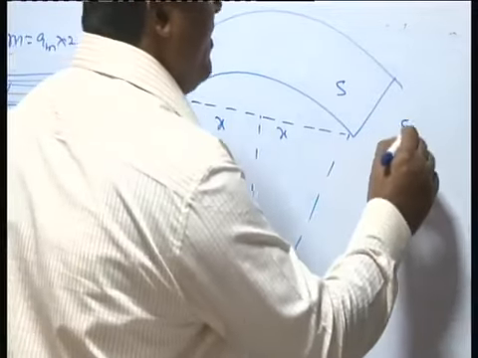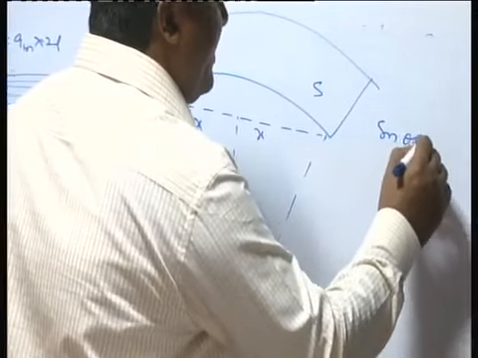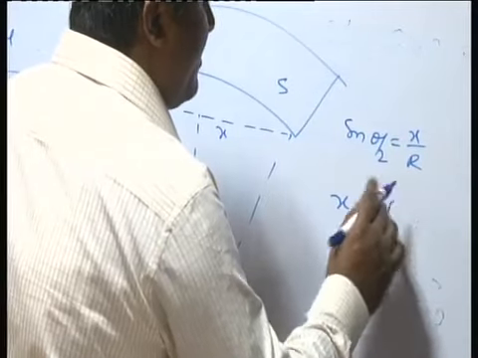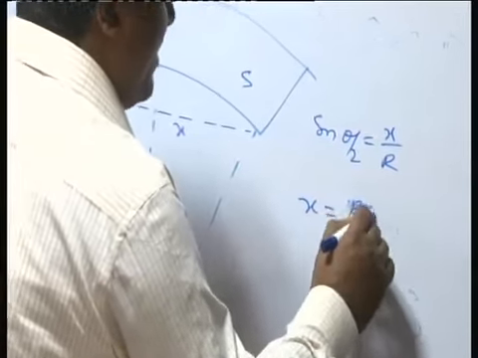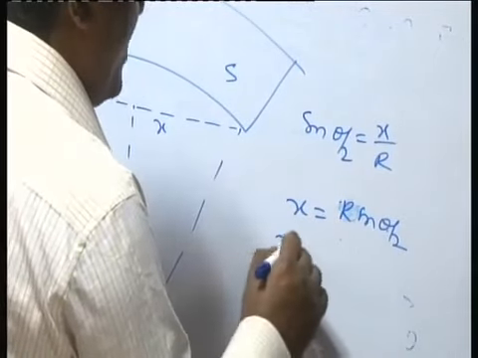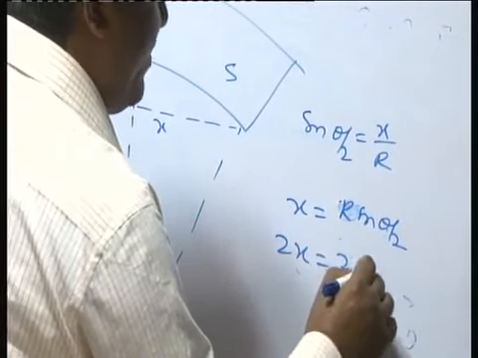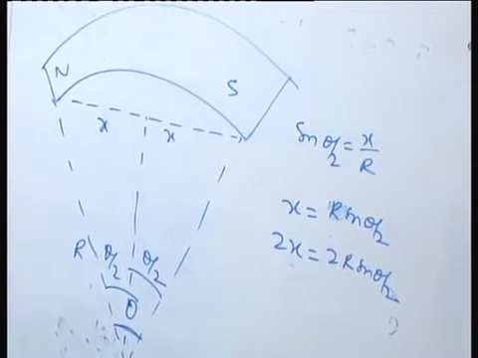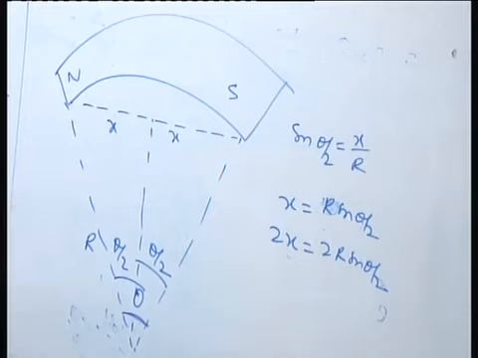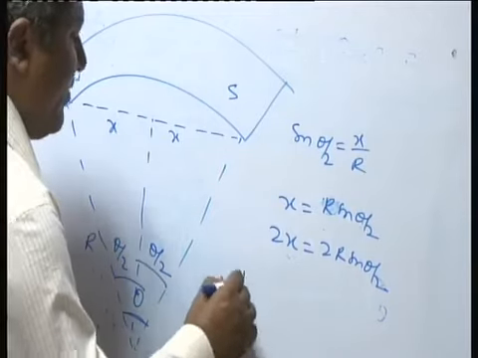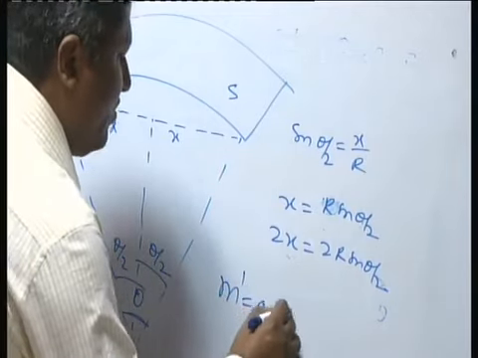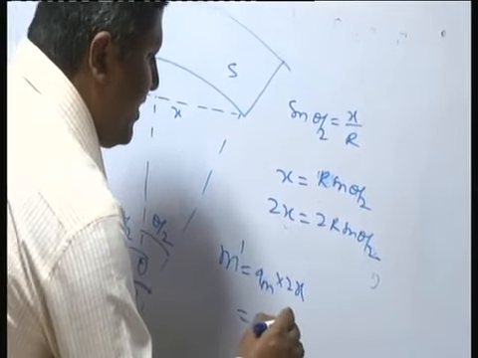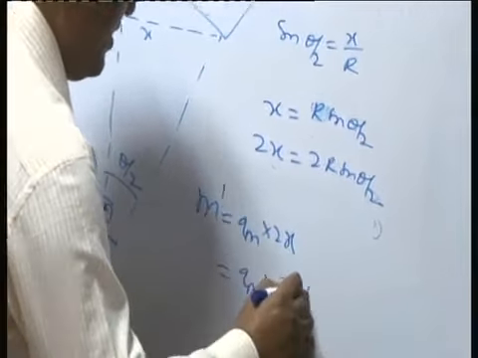So if you use the sine function, I can write sine theta by 2 equals x by r. Therefore, x equals r sine theta by 2. But we are finding 2x, hence 2x equals 2r sine theta by 2. Now we know that 2x is the effective length between N and S. Hence I can write its new magnetic moment as m dash equals qm into 2x. This equals qm into 2x, and 2x is 2r sine theta by 2.